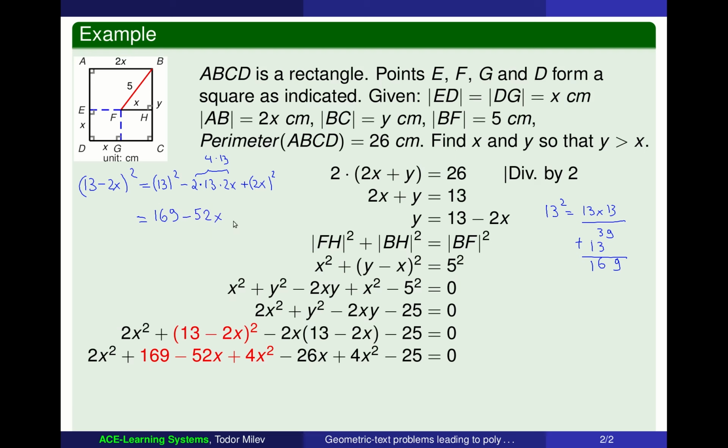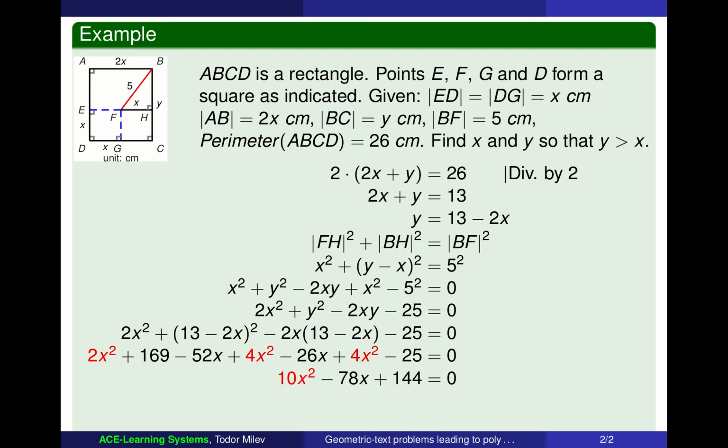And 2x squared, that's 4x squared. So indeed, 13 minus 2x, the whole thing squared, is equal to 169 minus 52x plus 4x squared. Next, negative 2x times 13 is negative 26x, and negative 2x times negative 2x is plus 4x squared. Okay, now let's combine like terms.